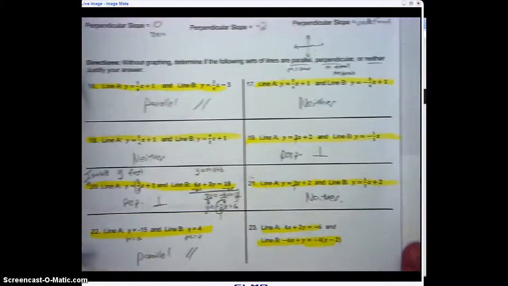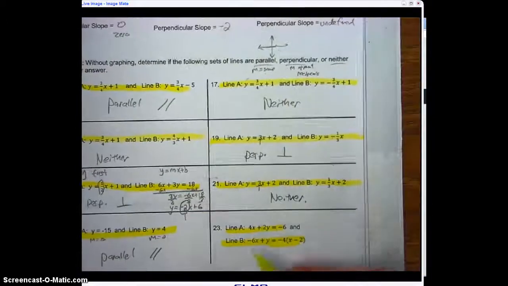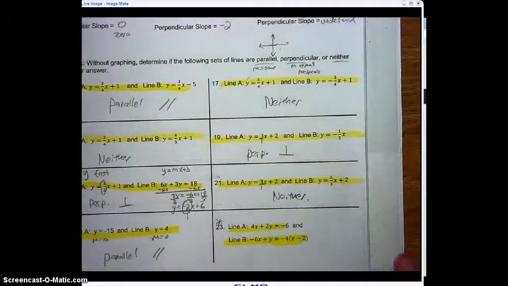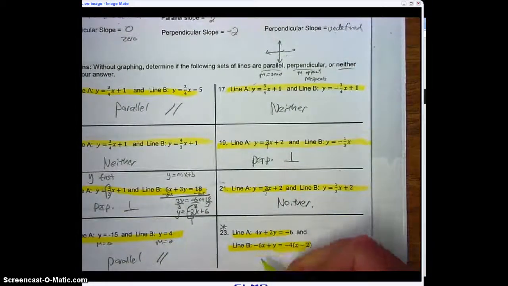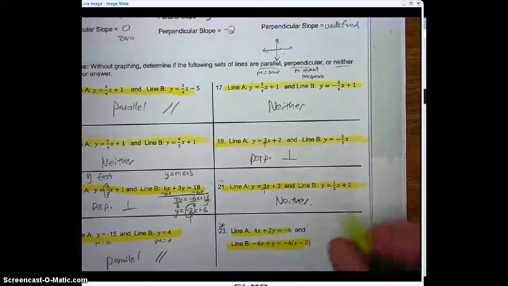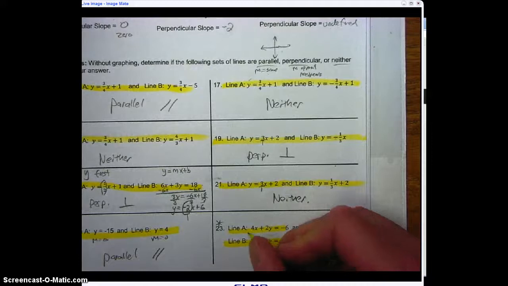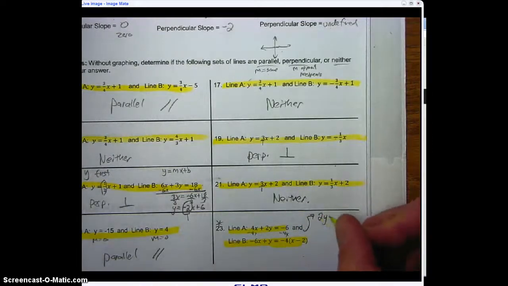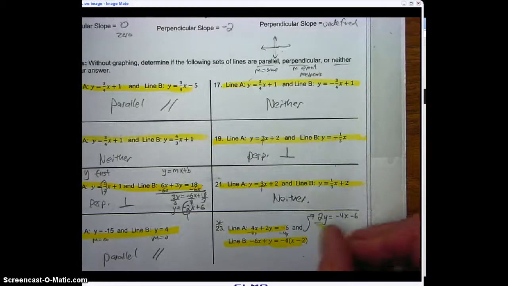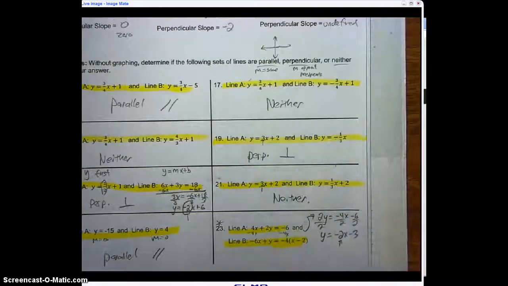Last but not least, number 23. What's wrong with both of these equations? I'll put a star by it. It's an awful lot like number 20. What I hope you're saying now is that these two lines, we can't tell the slope because they're not in slope-intercept form. So let's do that really quick. I would subtract 4x from this side, and what I would end up with is 2y equals negative 4x minus 6, and divide by 2, and you end up with y equals negative 2x minus 3. Here's the slope of line A.